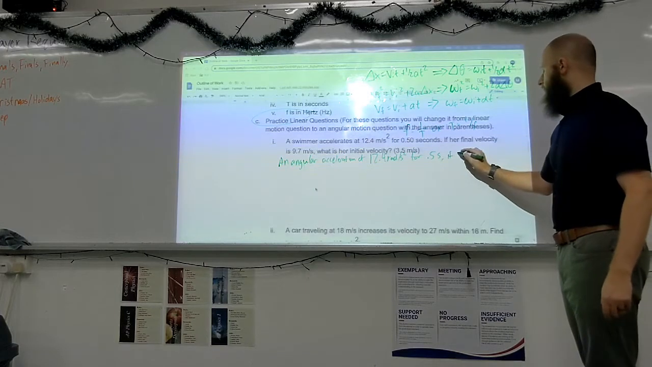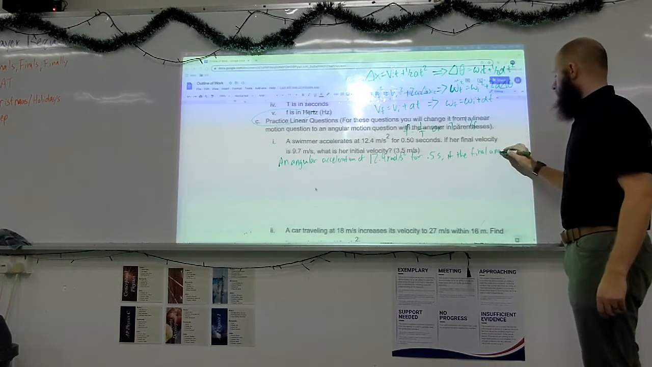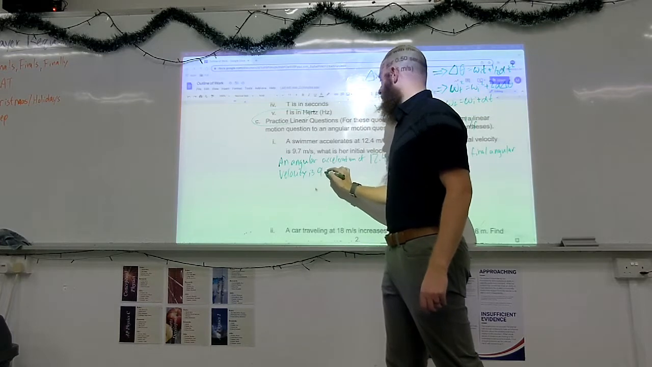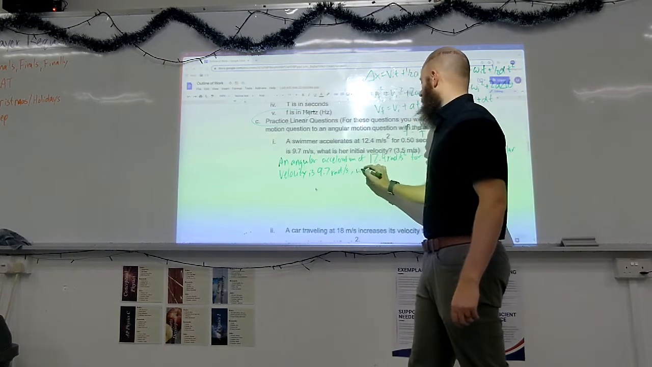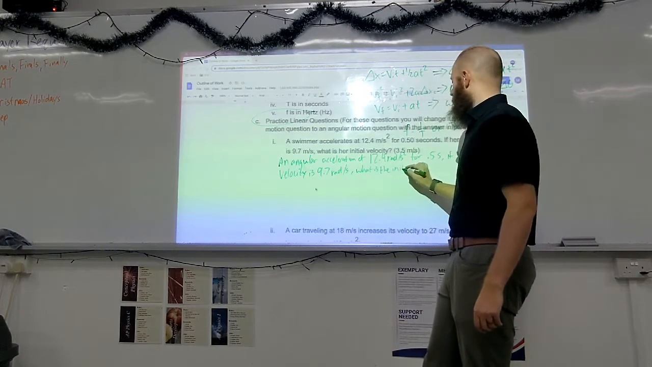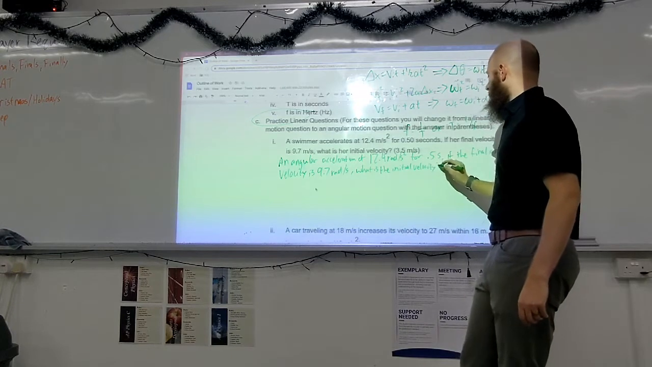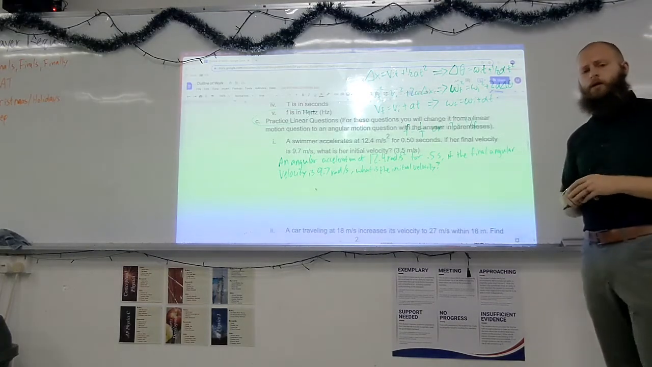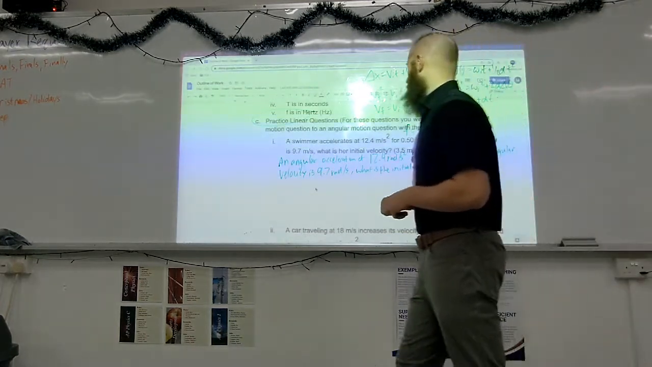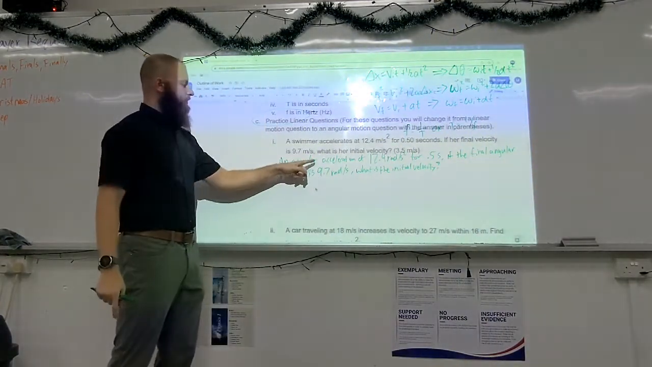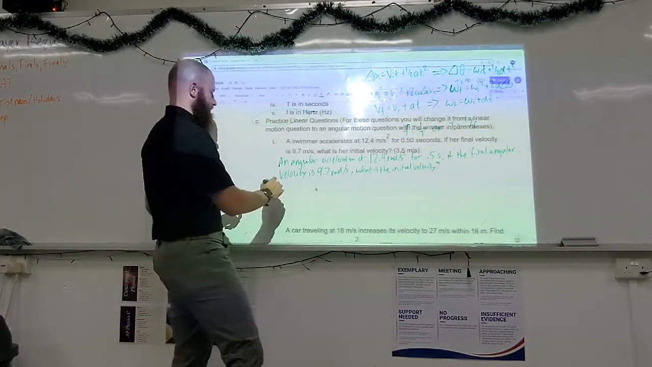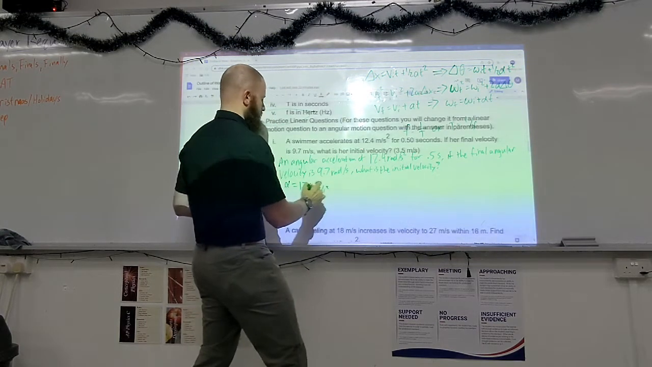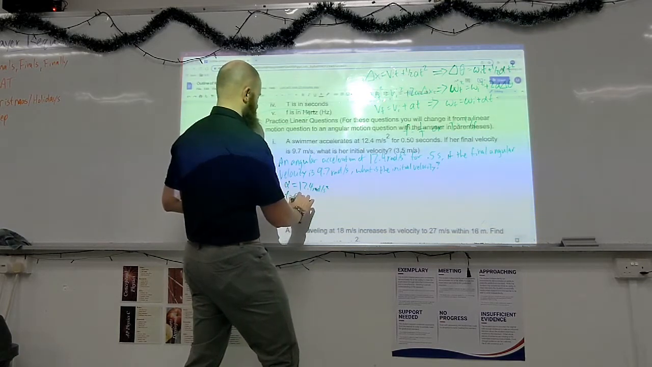If the final angular velocity is 9.7 radians per second, what is the initial velocity? You can see in parentheses we have an answer, so hopefully we can get that same answer. Let's use our kinematics methods, and first define all of our variables. Angular acceleration, which variable is that? Yes, that is alpha. So alpha equals 12.4 radians per second squared. t is still just t equals 0.5.